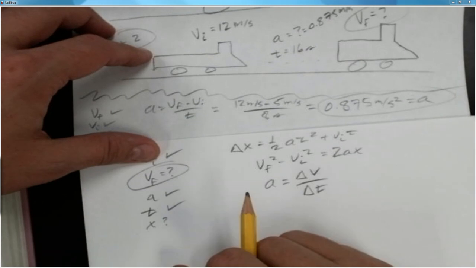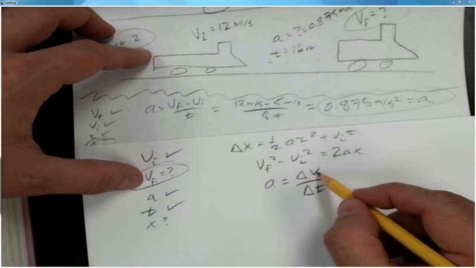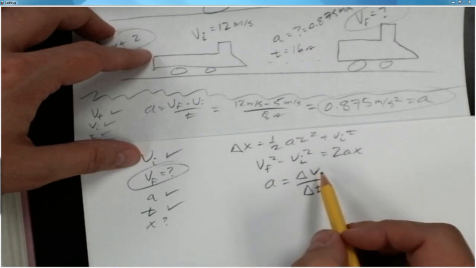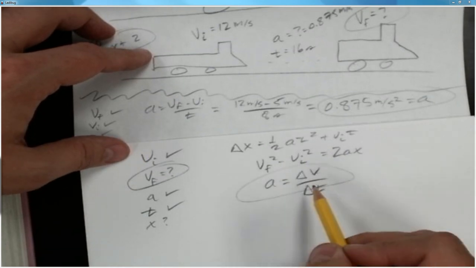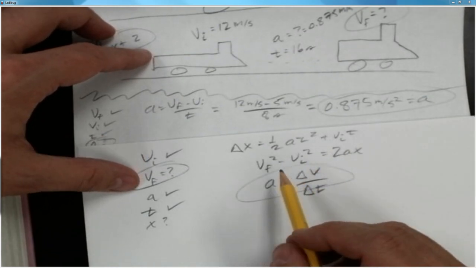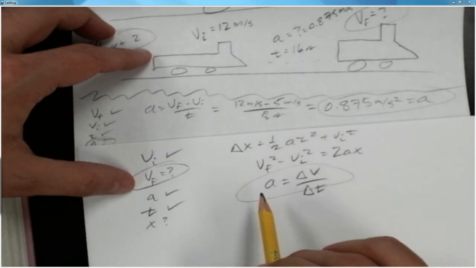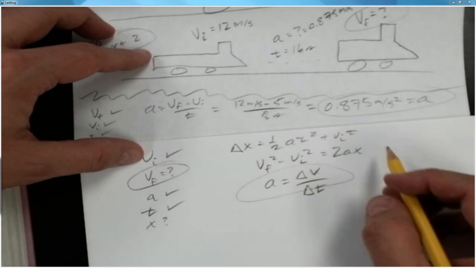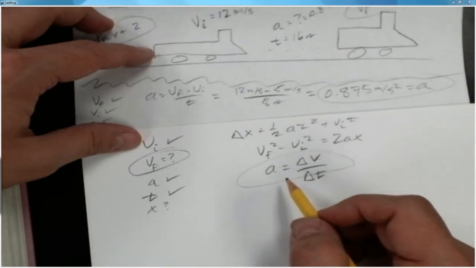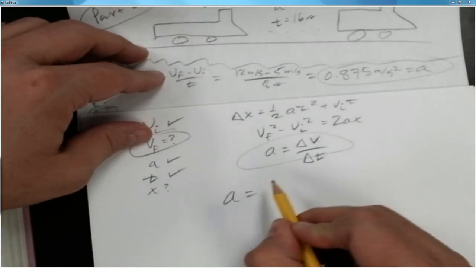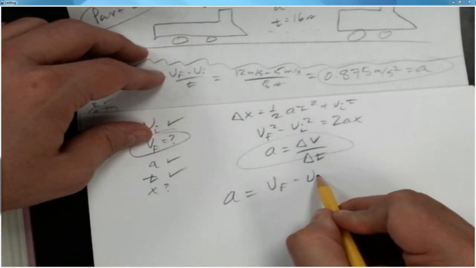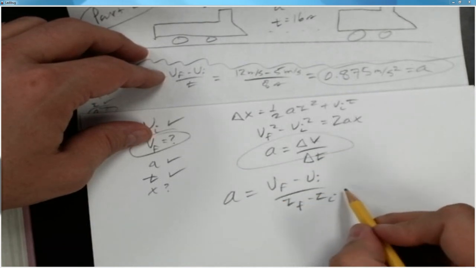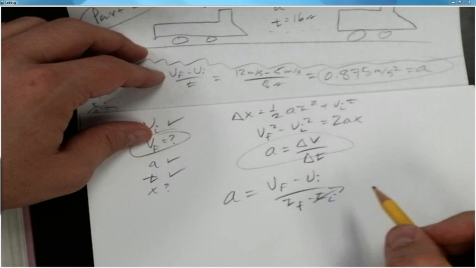Okay, what am I looking for? VF. I could get a VF here. I've got A, I've got T. Yeah, this would work, wouldn't it? Yeah, this works. Forget about the rest of them. I'm using this one. So A is equal to VF minus VI over TF minus TI. TI is going to be 0, so that's gone.